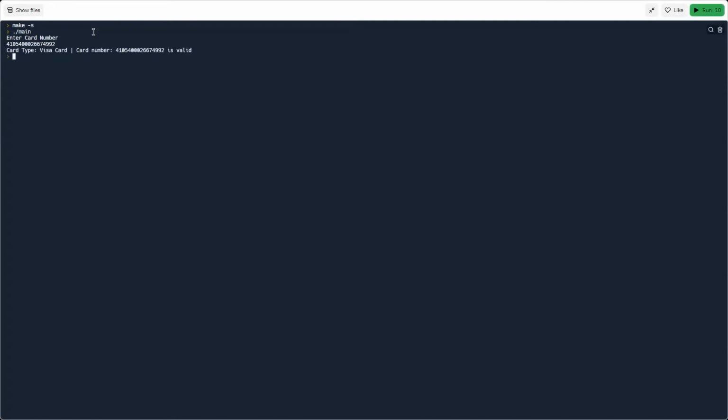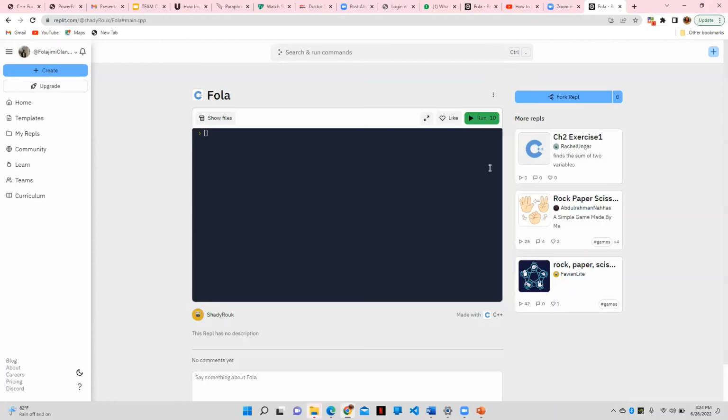So it says card type is Visa card and card number is valid. So we were able to show that our project can verify and validate a credit card. But how does this program work? And I'll be the one explaining the code.